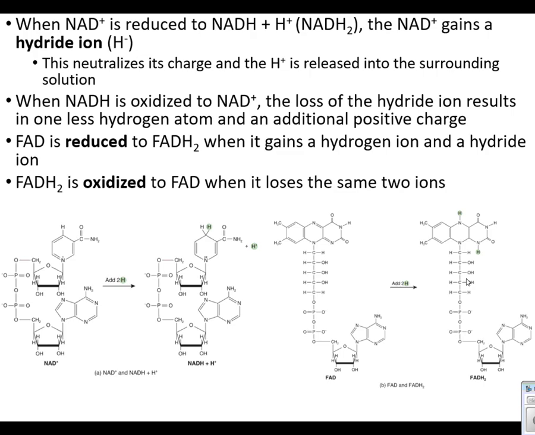A little bit more on oxidation and reduction. We've got a couple of figures at the bottom to demonstrate what happens to those coenzymes. When NAD plus is reduced to NADH plus H plus, or NADH2, it gains what's called a hydride ion, hydrogen with a negative charge. This neutralizes its charge, and that H plus is released into the surrounding solution. Looking here, here's our coenzyme, and here's its reduced form, NADH plus H plus. It's adding electrons, but also hydrogen ions. One is directly connected. The other one is right there, but it's not.